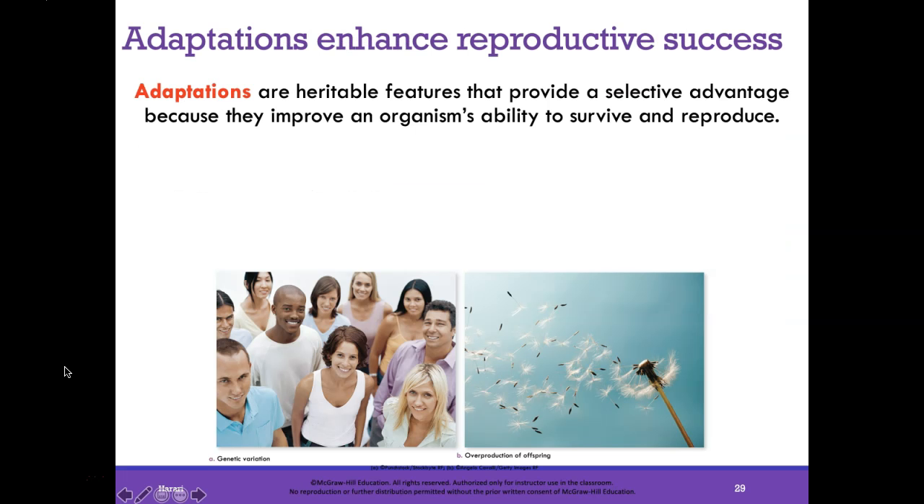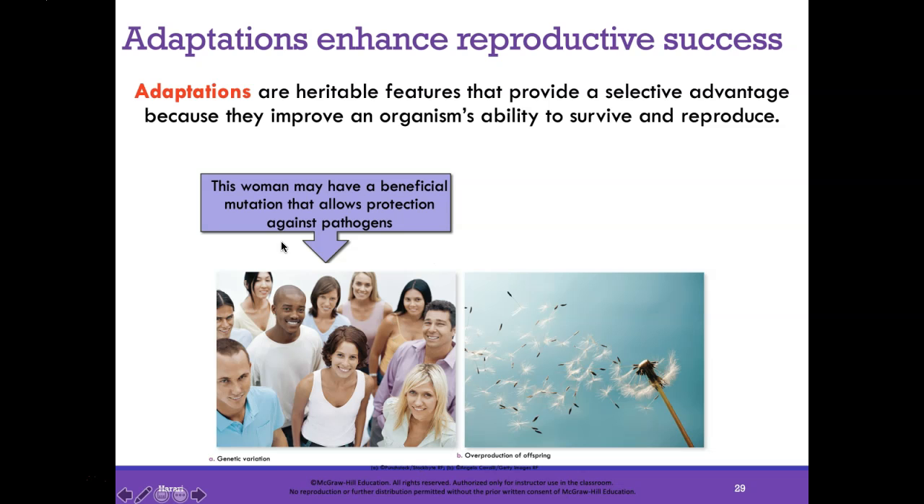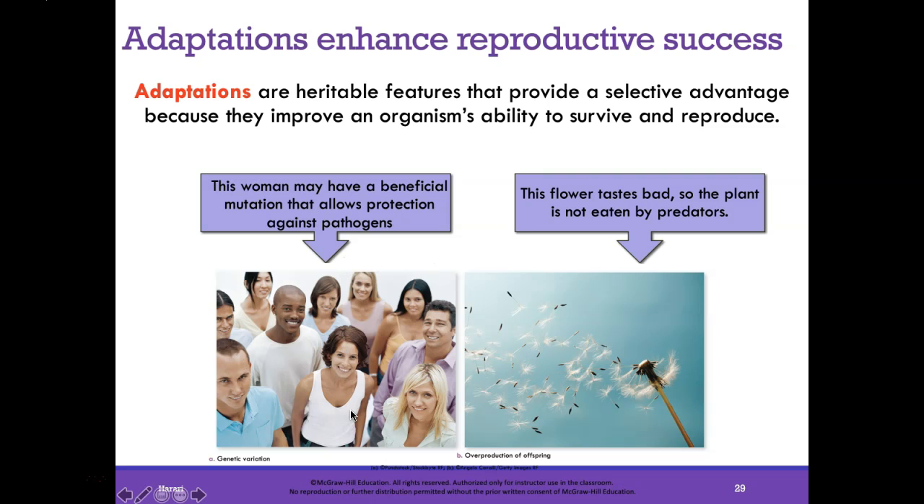So that pink protrusion in the seahorse was an example of an adaptation. An adaptation is a heritable feature that provides a selective advantage because it improves an organism's ability to survive and reproduce. So, for example, in a huge population, this woman might have a random mutation that allows for protection against pathogens. This might allow her children to survive long enough to reproduce, and not get infected by a pathogen.